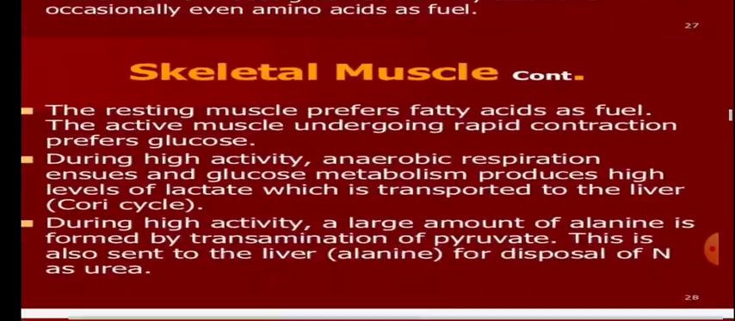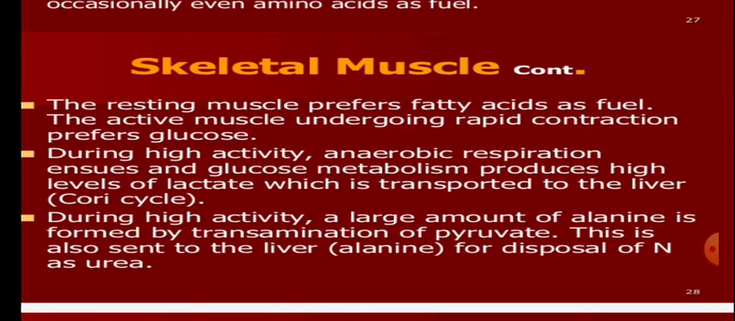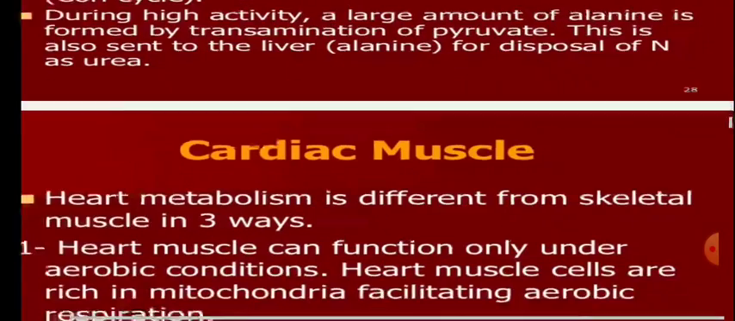In skeletal muscle, the muscle prefers fatty acids as a fuel, and during high activity anaerobic respiration ensures energy. During high activity a large amount of alanine is formed by the transamination of pyruvate, and this is also sent to the liver as alanine, right? So it is a nitrogen carrier.